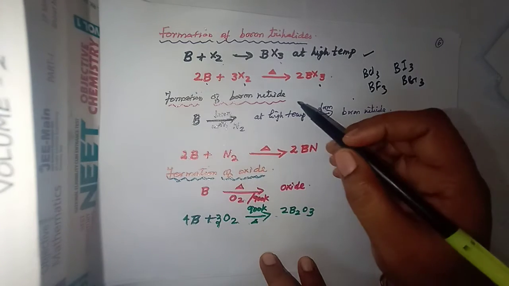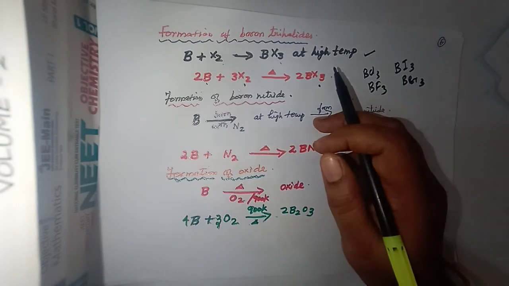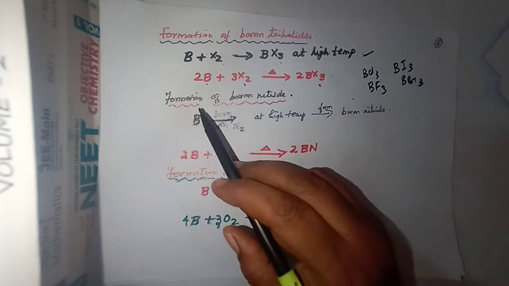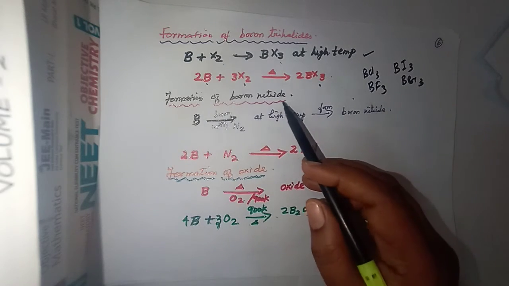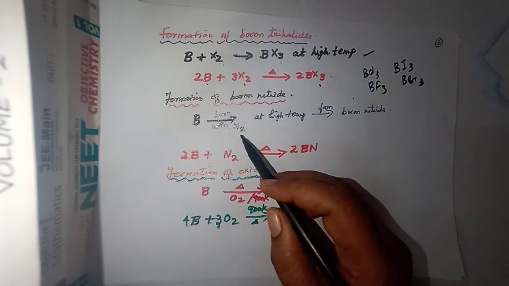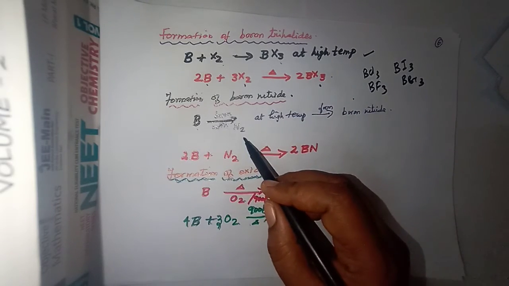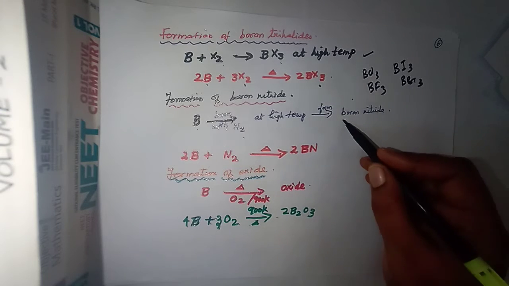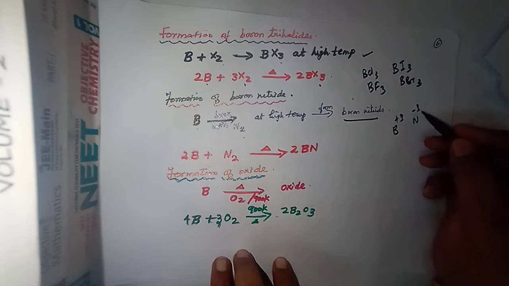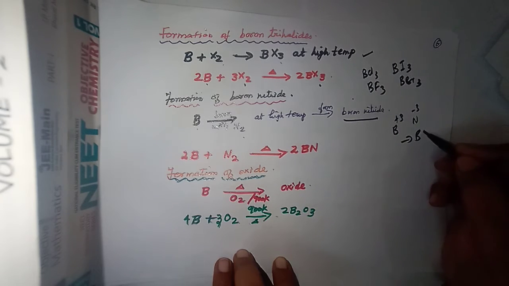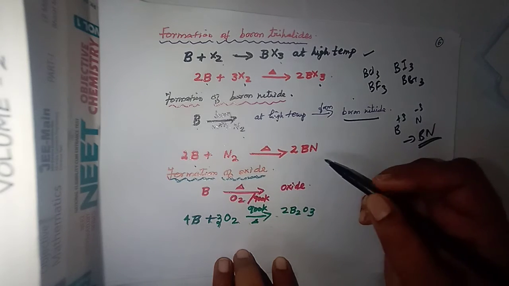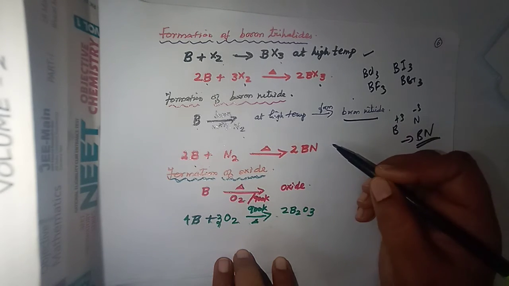Okay, the formation of boron nitride. When boron reacts with nitrogen, that is, boron burns with nitrogen at high temperature, it forms boron nitride. Boron is +3 charge, nitrogen is -3, so it forms BN, boron nitride. Now see here, boron reacts with nitrogen, it gives BN, 2BN.